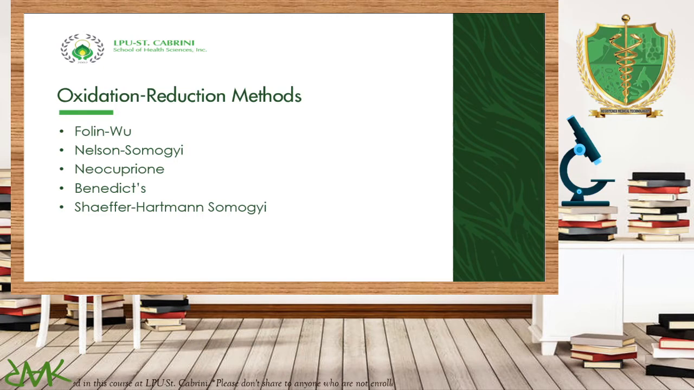As you still remember with our Benedict's test, there is the application of direct heat, or a water bath will do, so that there will be a conversion of cupric ions into cuprous ions. Then the reduced cuprous ions can be formed into cuprous oxide. That is the main principle of the oxidation reduction method, which is true with Folin-Wu, Nelson-Somogyi, neocuproine, cuprion, Benedict's test, and Shaffer-Somogyi.